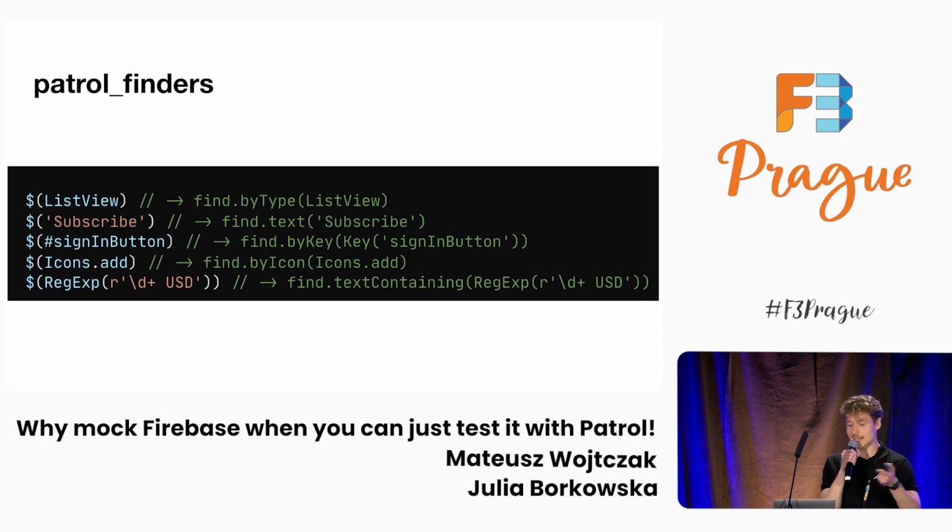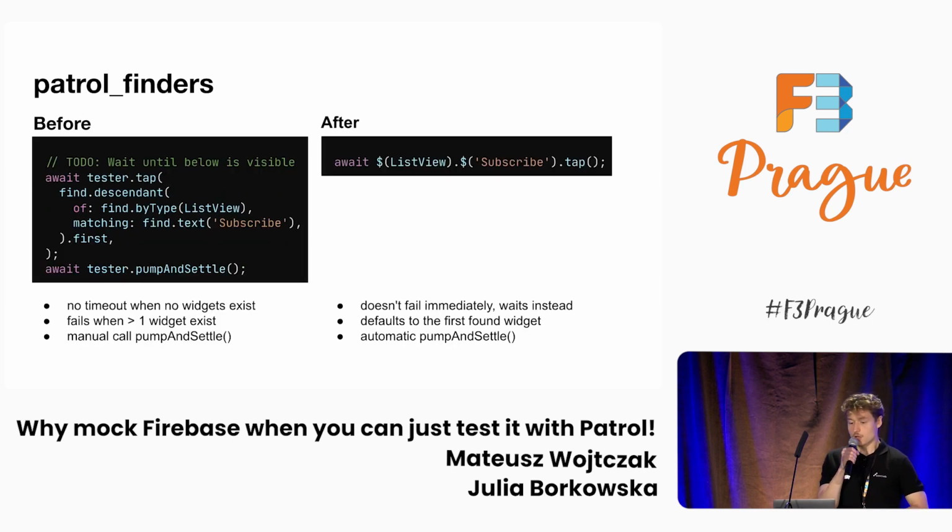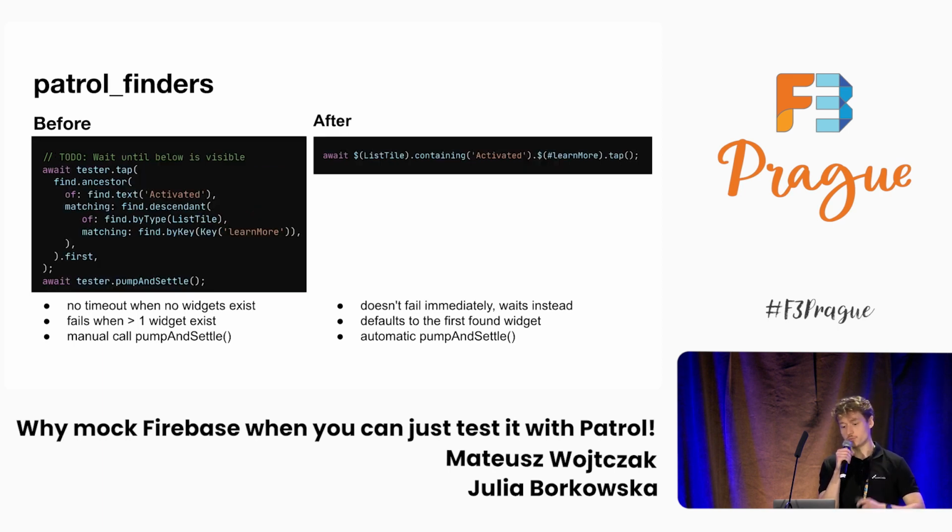As you can see, you can provide a type, you can provide a string, you can provide a symbol in Dart, and we will make a key from that. You can provide an icon data, or you can provide a regular expression. Also, if you want to use some complex finders like a descendant, you can just use $, and you will find a subscribe text inside the list view. And if you would like to use an ancestor, you can find a list tile containing activated text, and it will return the list tile because you want to find the list tile. And then in this list tile, you will find learn more key.